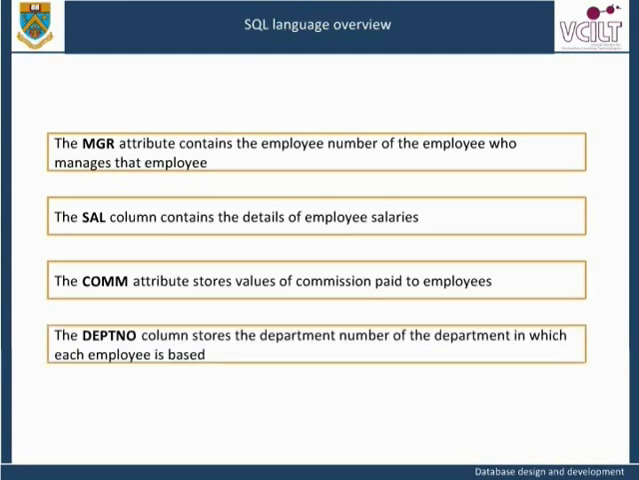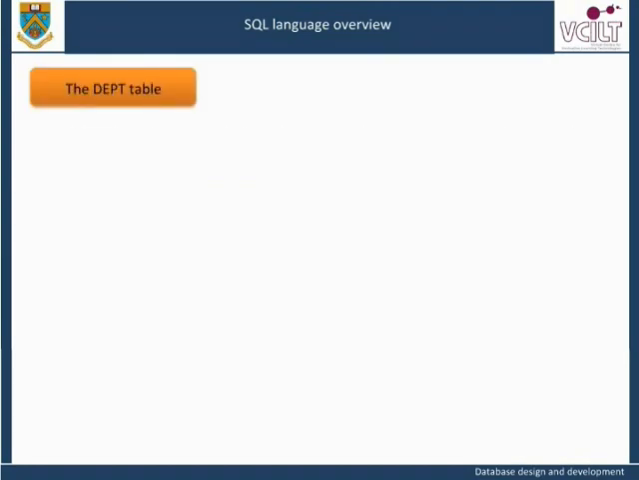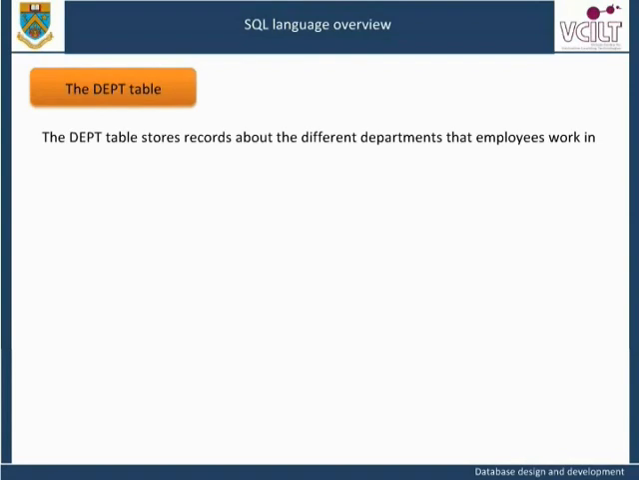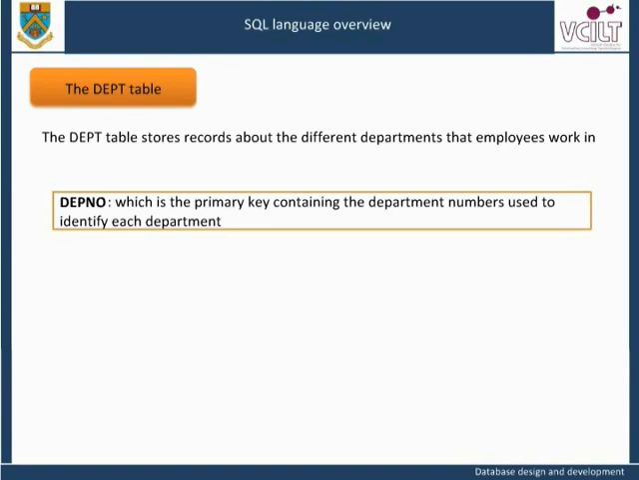The department number column stores the department number of the department in which each employee is based. This data item acts as a foreign key, linking the employee details stored in the employee table with the details of departments in which employees work, which are stored in the department table. The department table stores records about the different departments that employees work in. This table defines and contains the values for the attributes as follows. Department number, which is the primary key containing the department numbers used to identify each department.